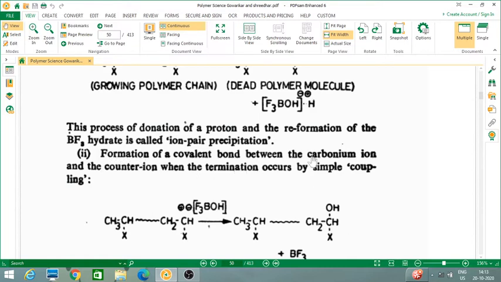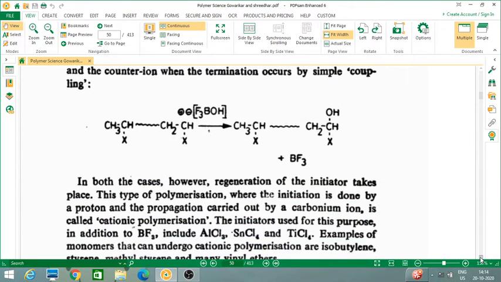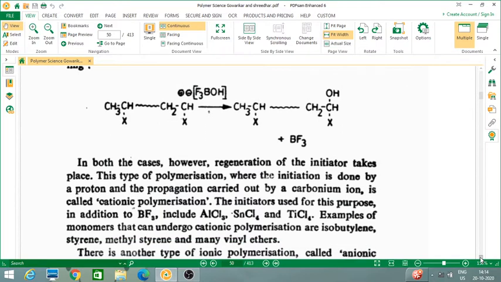Now formation of a covalent bond between carbonium ion and the counter ion. When the termination occurs by simple coupling, there is a covalent bond formation between the carbonium ion and counter ion. So this is the carbonium ion, plus sign. Okay, and now there is a covalent bond formation between them. So BF3 is separated and this OH is added as a covalent bond here. So also the four valencies of the carbon are satisfied, so this gets as a dead polymer. In both the cases, however, regeneration of the initiator takes place, because here we get BF3 and in that case we get BF3 hydrate.